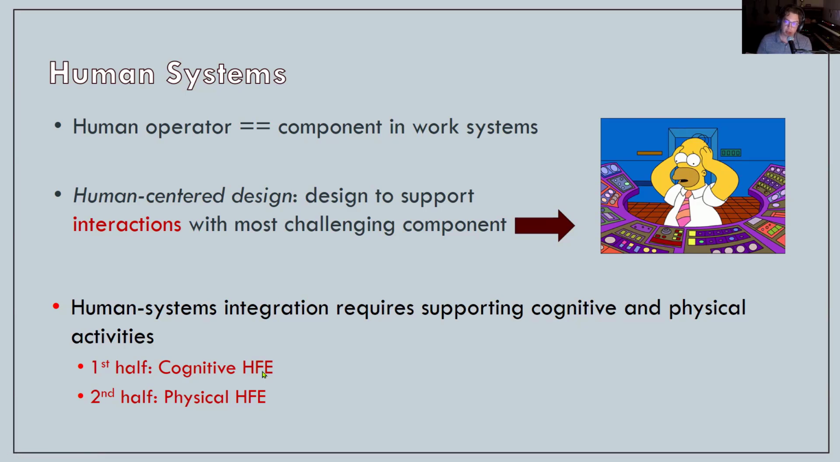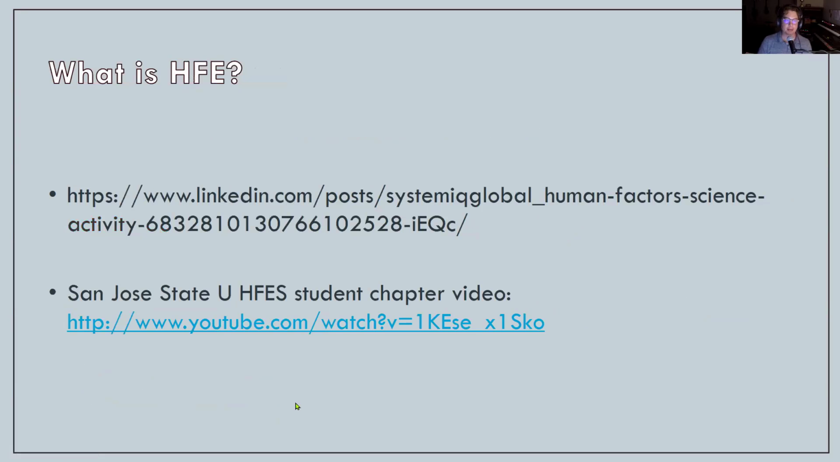And then the second half, we're going to talk about physical factors. How do humans perform work? How do humans not hurt themselves when they're performing work? The shapes and sizes of humans, how do you accommodate those in work systems?